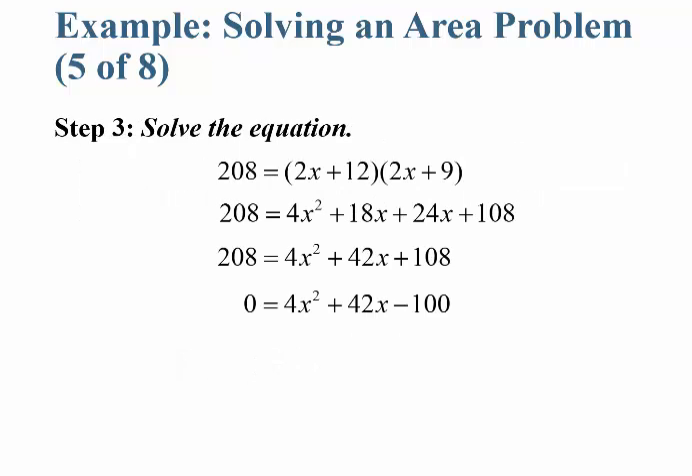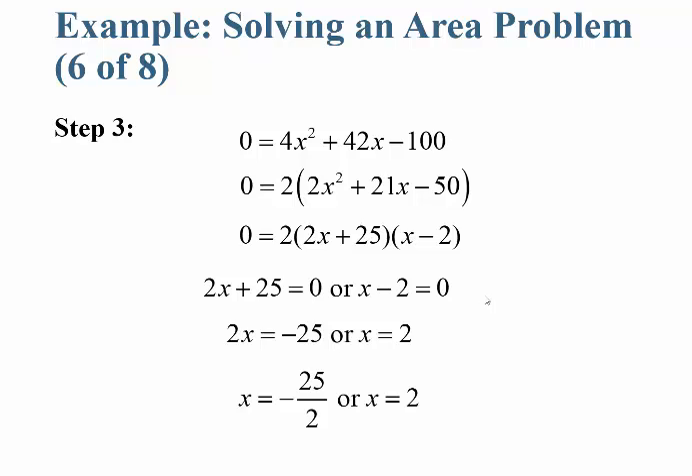And solving this equation, FOILing it out, subtracting to the other side, you end up getting 0 is equal to 4x squared plus 42x minus 100. When you factor this and solve it completely, all right, I'll skip ahead to this. I'll let you do this on your own. You'll see that one solution is x equals negative 25 over 2, or the other solution is x is equal to 2.